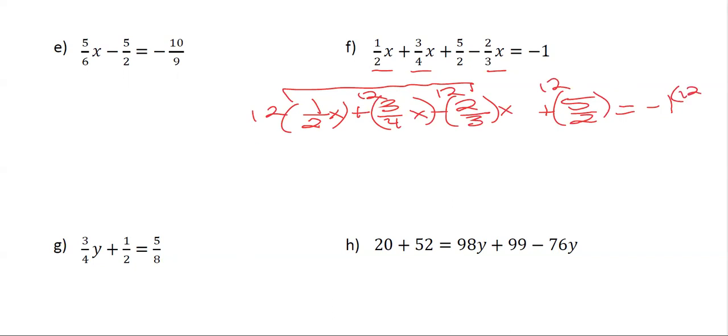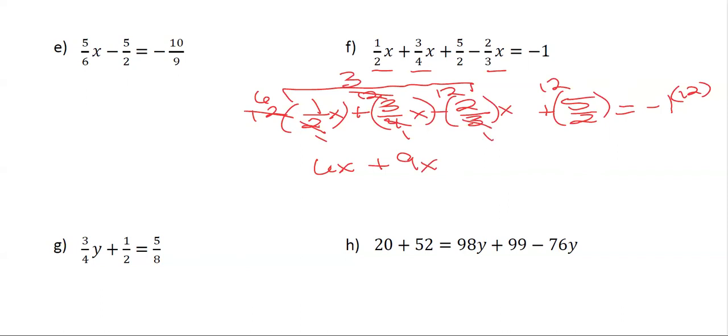Okay. What happens? 2 goes in itself once, goes in 12 6 times. Now I got 6 times that 1, x, gives me 6x. 4 goes in itself once, goes into 12 3 times. And now I got 3 times 3, which is 9x.